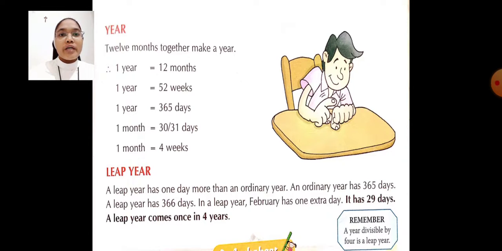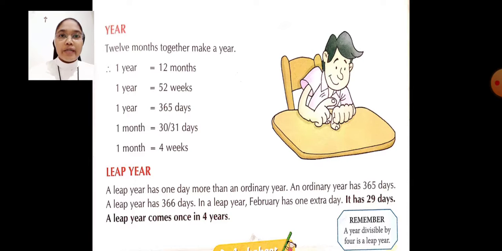1 year equal to 52 weeks. In 1 year, how many weeks are there? 52. 1 year equal to 365 days. In 1 year, how many days are there? 365 days. 1 month equal to 30 or 31 days. 1 month equal to 4 weeks. In 1 month, how many weeks are there? 4 weeks.